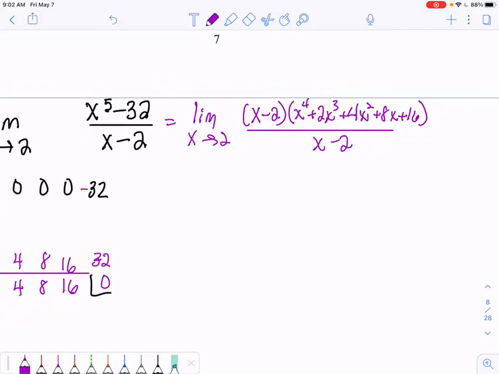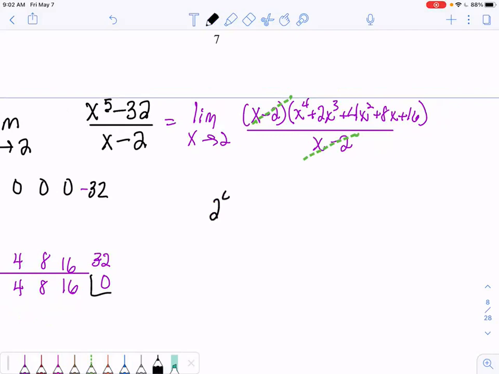So now the factor cancels, and that's the whole goal. You need that denominator to cancel out, because then you can substitute the 2 into your remaining expression, because it is no longer an undefined value once that factor is pulled out from the numerator and the denominator.